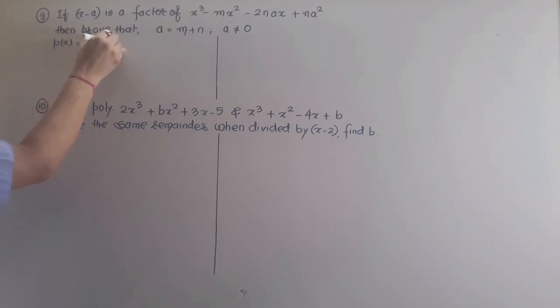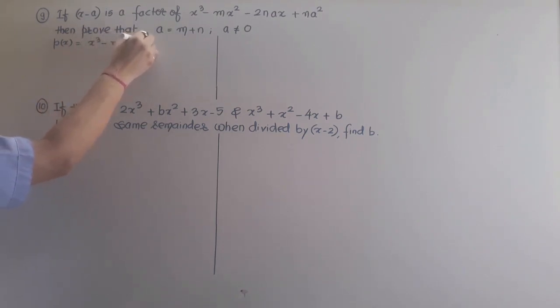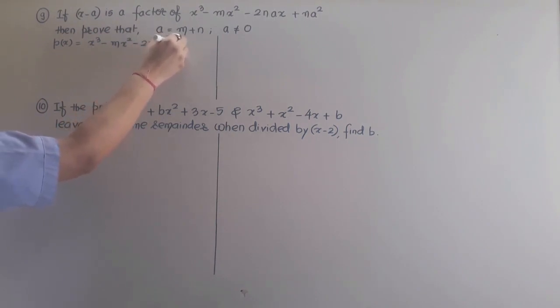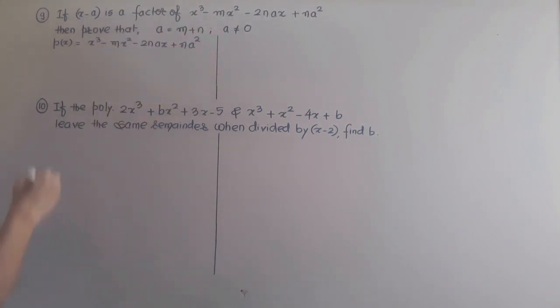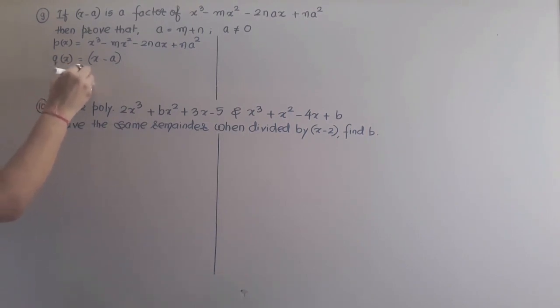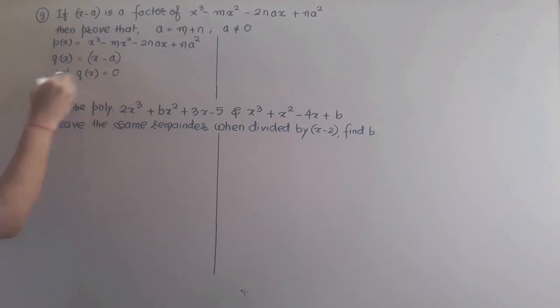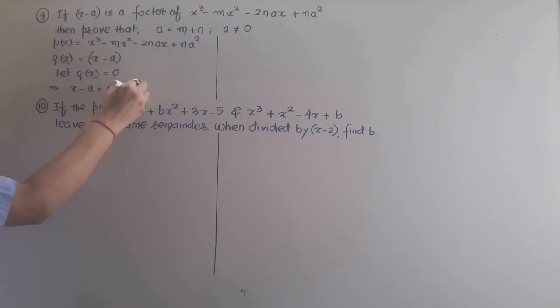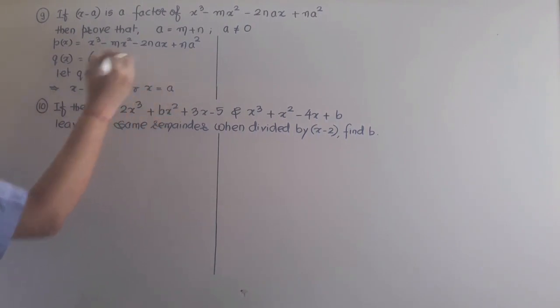x cube minus mx square minus 2nax plus na square, and the value of q of x I will suppose here as x minus a. Now you know that if I want to find out the remainder when p of x is divided by q of x, then I will take the divisor, this is my divisor, q of x, equal to 0. So let us take q of x equal to 0. What is q of x? That is x minus a equal to 0, or I can say the value of x will be equal to a.